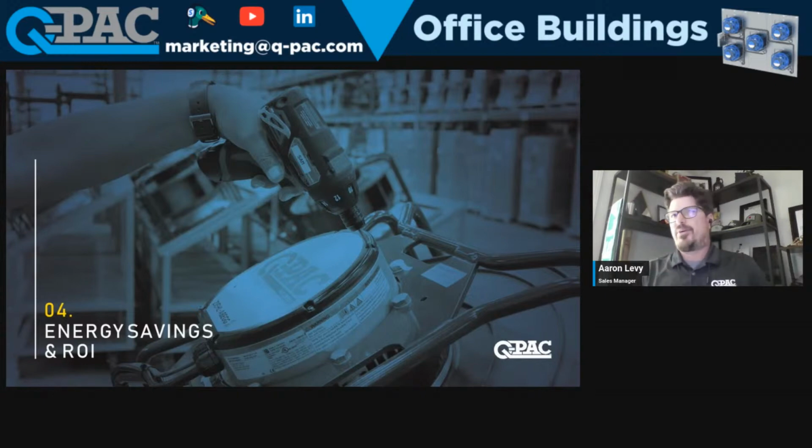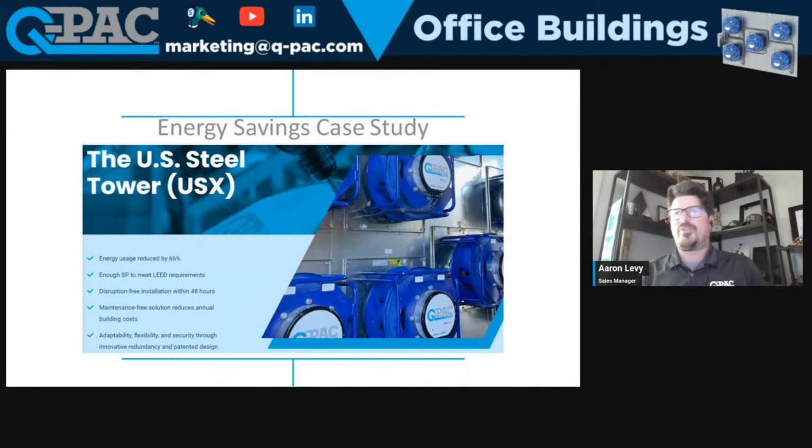So we'll talk about energy savings and ROI. It's the last little bit of the system. These were big case studies that we did, and we have some really good videos on YouTube under Q-PAC where we go over the U.S. Steel building. It was a massive case study. When we did this project, that particular unit, the example I used of handling 14 floors, one blower wheel handled 14 floors of the U.S.